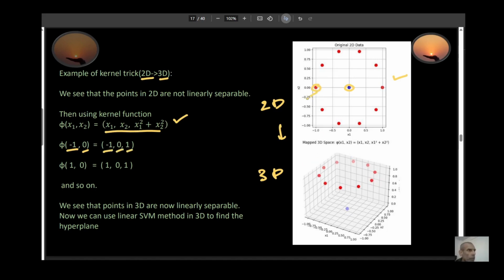So this will get mapped to one of these points, and I believe that would be this point right here. So it's going to get mapped to this. And same thing with the rest of the points. They are all going to get mapped over here. And now you can see visually that you can have a hyperplane somewhere in the center right here. And this hyperplane will separate the red points from the blue points in three dimension. In the two dimension, you were not able to do that.